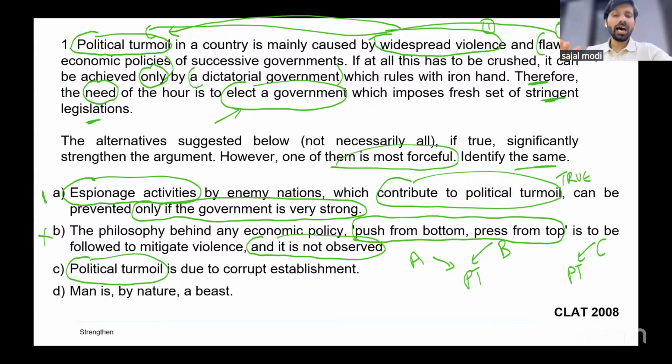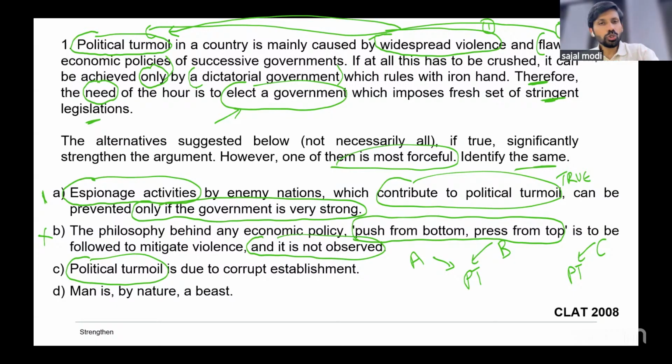Will the solution now work? What was the solution? A strong government. So, for example, the author is saying A and B are causing political turmoil, and in order to address it, use this solution. There is an option out there that says actually political turmoil is caused by something else, C. Will the solution now work? We don't know, right?